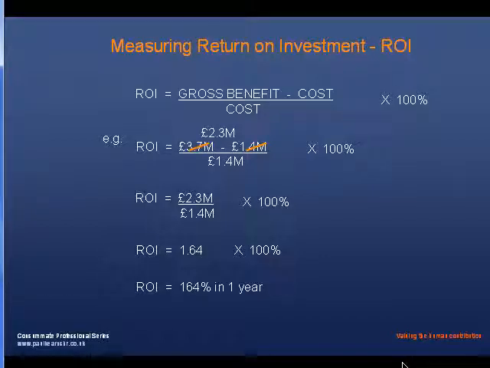So the result is a 164% return on investment in 1 year. In other words, if we spend £1.4 million on training employees in a year, and we get this much improvement in sales and profit in a year, then we can talk about the net return on investment of 164%. So having paid back the £1.4 million in effect to the business, we are still left with a net figure of £2.3 million in the bank, and that is 164% of the original investment of £1.4 million.